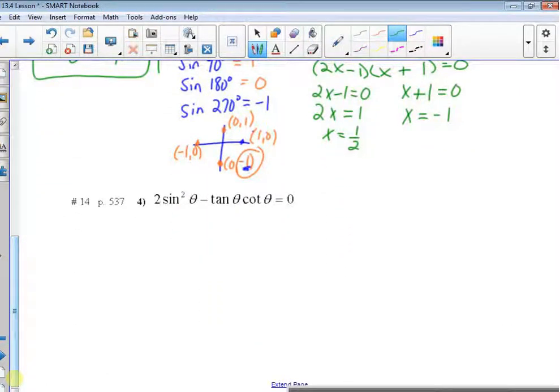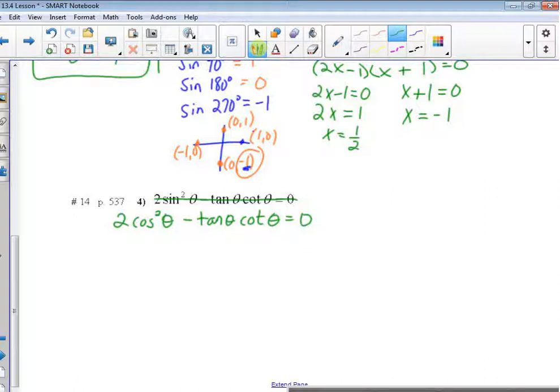Next one, tan and cotan. I'm pretty sure yours actually says cosine. It says something different than this. I'm pretty sure, for cosine squared. Nope, hold on. 2 cosine squared. So yours says 2 cosine squared minus tan theta cotan theta instead of 2 sine squared.